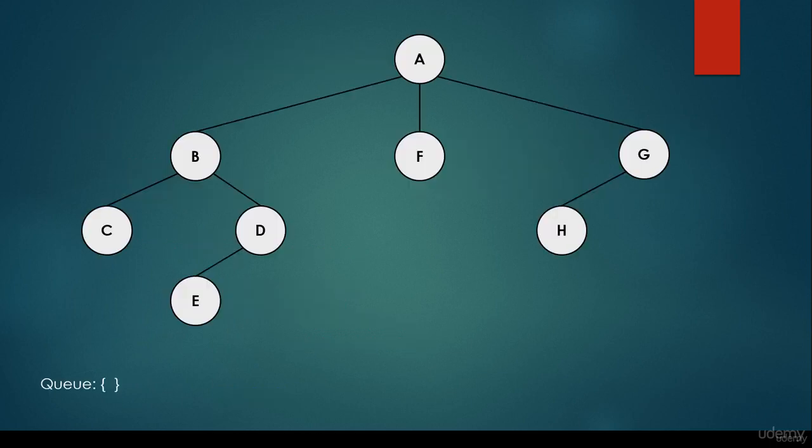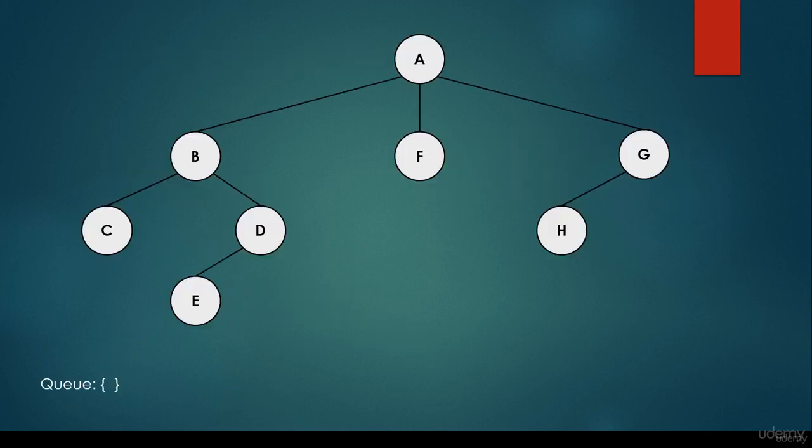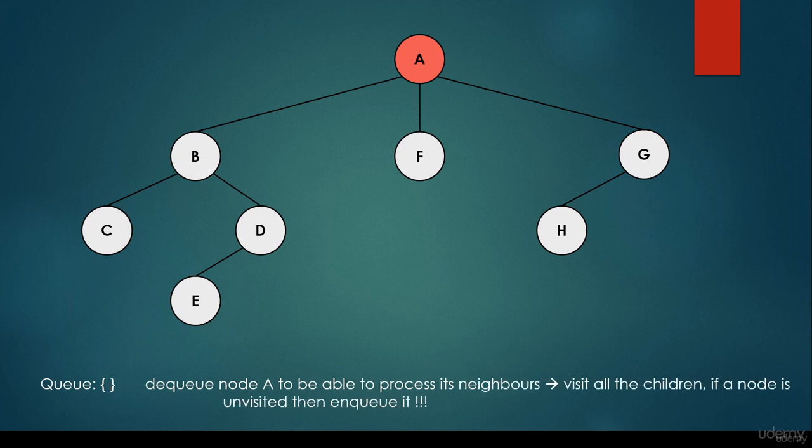Let's see a concrete illustration. We have a tree-like structure with A, B, C, D, E, F, G, and H nodes or vertices. At the beginning, the queue is empty. If you recall the source code, first we have the starting vertex and we add it to the queue. In this situation, the starting vertex is the vertex A, so we add it to the queue, and of course we set this node to be visited in order to avoid considering this node over and over again. Then we are going to dequeue the node A to be able to process it. What does it mean that we process it? That we visit all the neighbors of the vertex A.